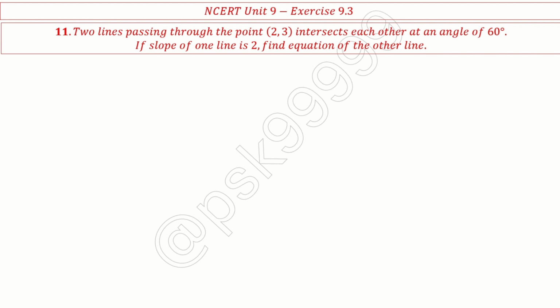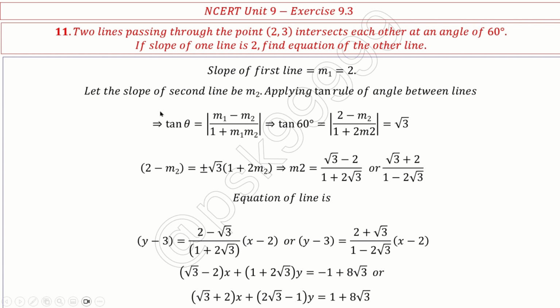Two lines passing through the point 2 comma 3 intersect each other at an angle of 60 degrees. If the slope of one of the lines is 2, find the other one. This is simple. The angle is given, so theta is 60 degrees. The slope of one of the lines is 2. If I substitute into tan theta equal to the absolute value of m1 minus m2 divided by 1 plus m1 m2, then tan 60 equal to this value, which is square root of 3.